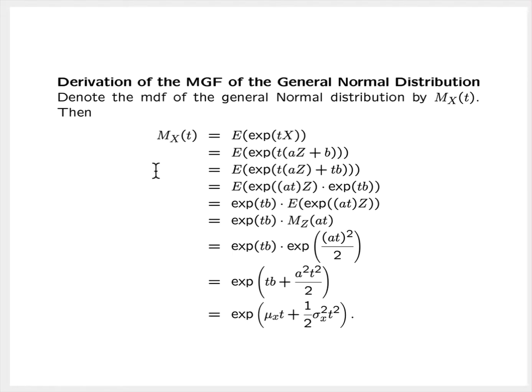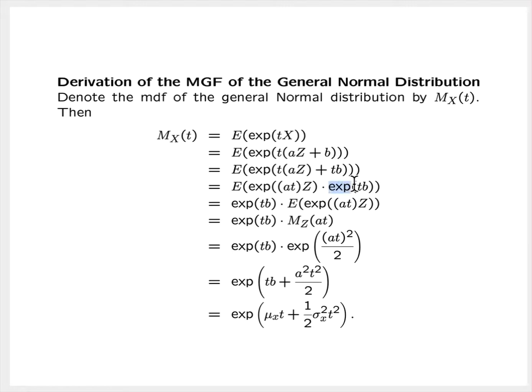And so by definition, the moment generating function of x is going to be the expected value of e raised to the tx power. And again, I can replace x with what it's equal to in terms of z, so a times z plus b. Then what I'm doing in going from here to here, I am distributing the t across both terms in the sum. And then I'm making use of exponent properties to decompose the exponential of the sum as the product of the individual exponentials.